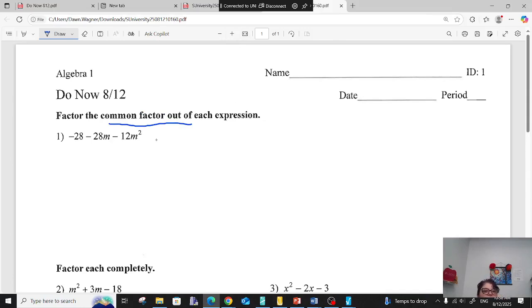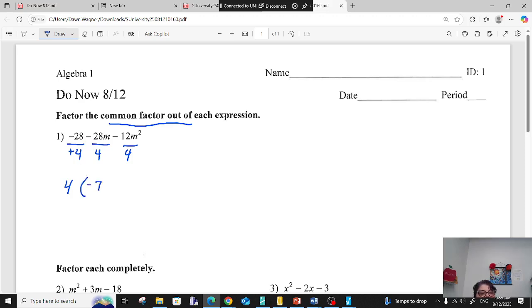Okay. What's the largest number that can go into -28, -28, and -12? 6 doesn't go into 28. It's 4. And I can't take out any variables because this doesn't have a variable with it. So when you're factoring by the greatest, oh, it'd just be 4, sorry. 4 and 4. So I'd put the 4 on the outside and just divide.